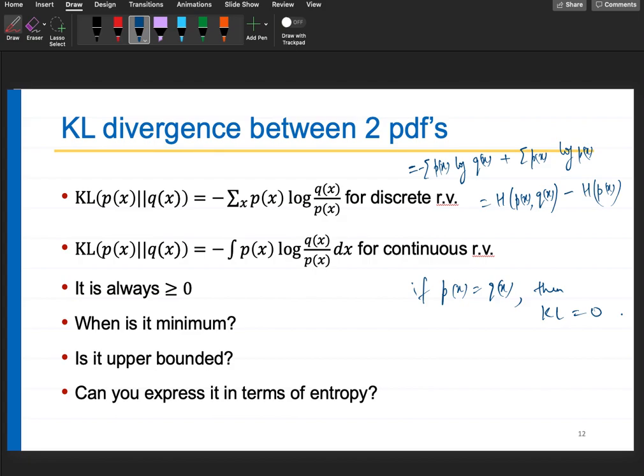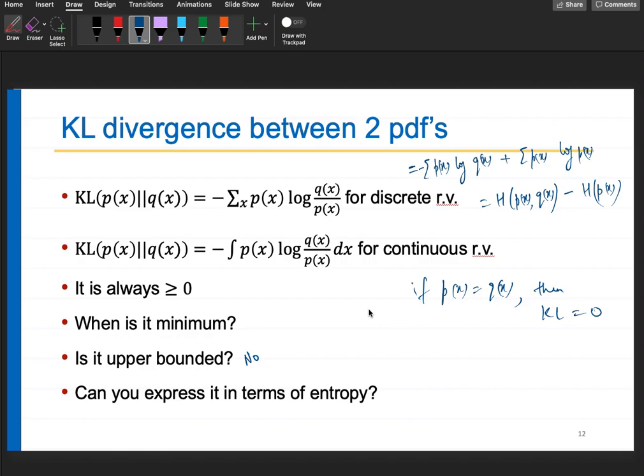Is there any upper bound on KL divergence of Px and Qx? Is there a maximum value of KL divergence? No. Why? Same example. You can construct an example like take Px as a random variable and Qx as, for a particular x, it goes to 0. Then your log of that term will go to minus infinity and the whole thing will tend to plus infinity. So it is not upper bounded, right?